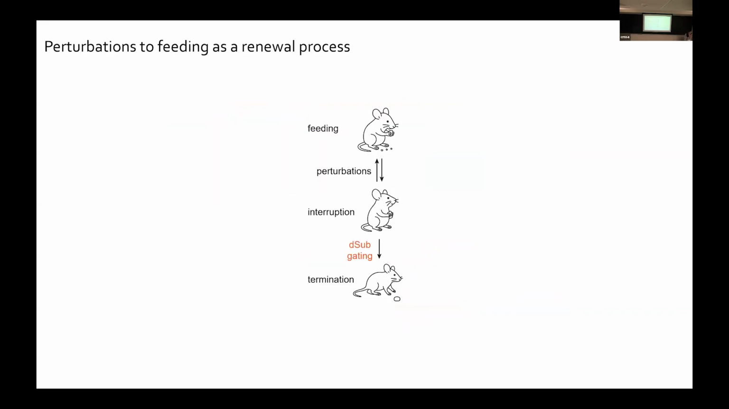So that's kind of our mental model for this behavior: you have a mouse that's eating, something gives it these pulses that make it stop and look around. And then you're kind of bistable. When you get an interruption, you can either go back to feeding or you can switch out of the feeding bout and go to do some other behavior.